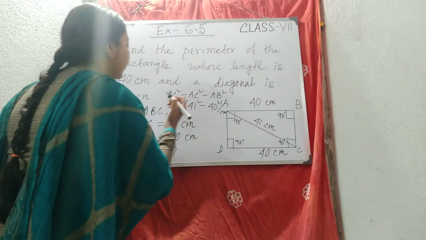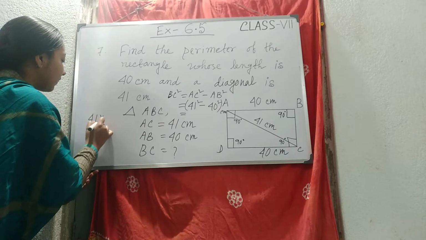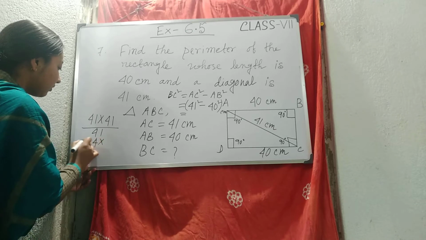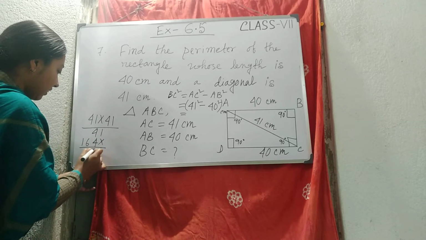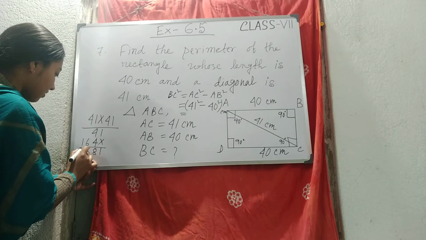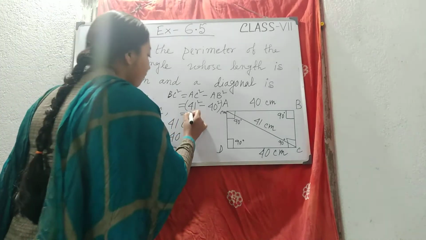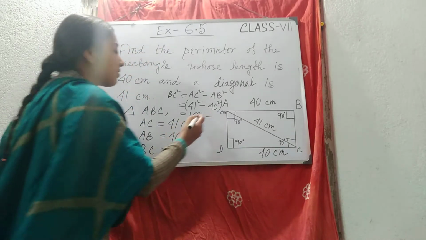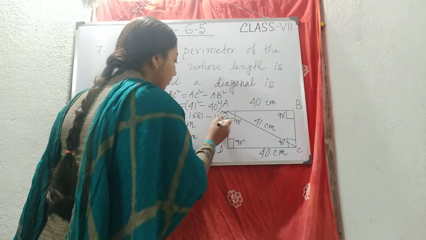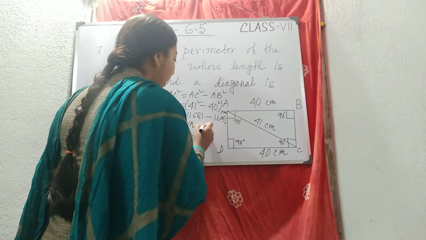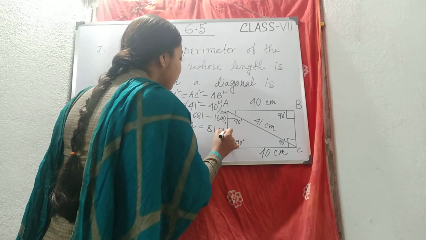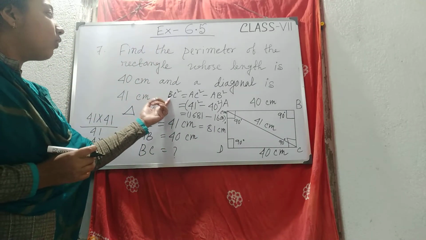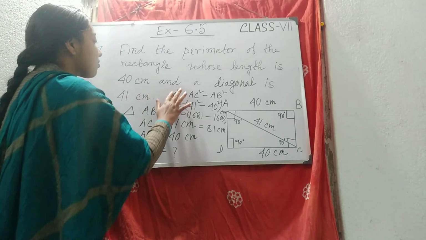Now 41 square. 41 will be multiplied by itself twice. So 41, 4 4s are 16, 1, 8, 6, 1. 1681 minus 40 square means 1600. Okay, centimeter. So after subtracting, we are getting 81 centimeter. BC square we have got, not BC.